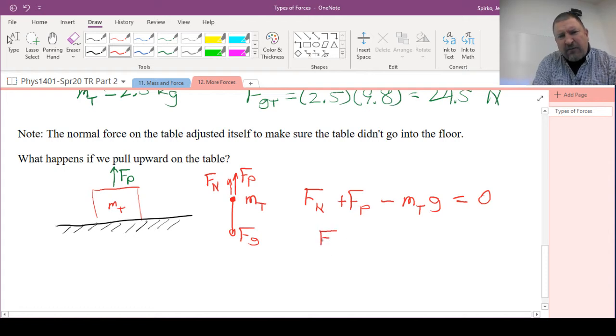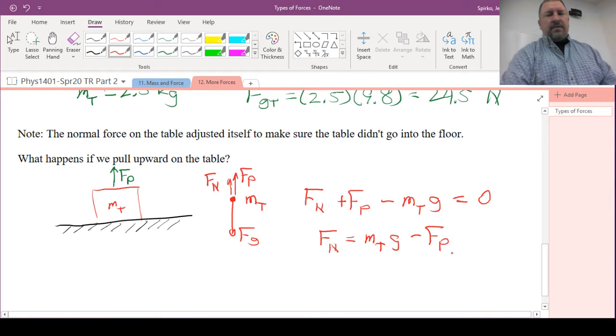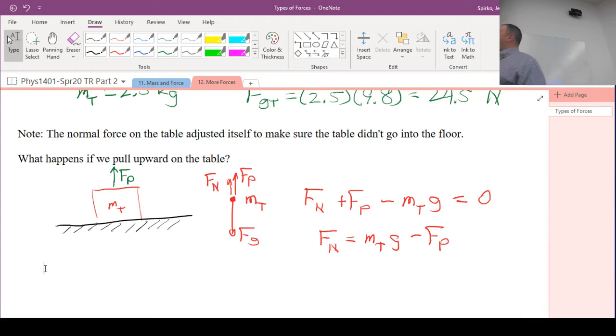So then we get force normal is equal to mg minus force pulling. So what that is telling me is that when I pull upward on the table, that reduces the amount of normal force.